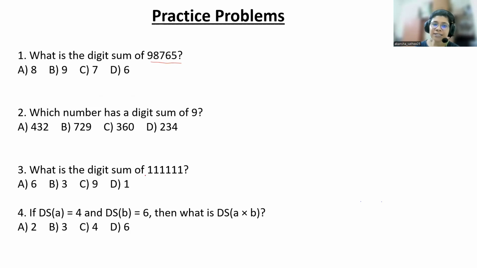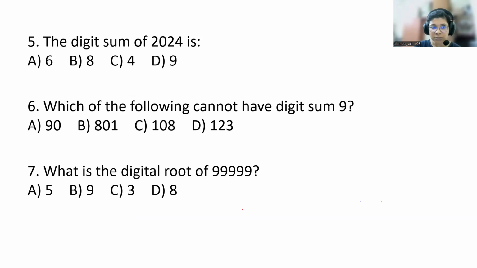What is the digit sum of 1, 1, 1, 1, 1, 1? So how many ones are there? 6. So it will be 6 only. Okay, simple. So digit sum of A is given to be 6. Digit sum of B is given to be 6. What is the digit sum of A into B? Remember, A and B are not given, but digit sums are given. We have already done similar questions. So I hope you all are able to do these problems.